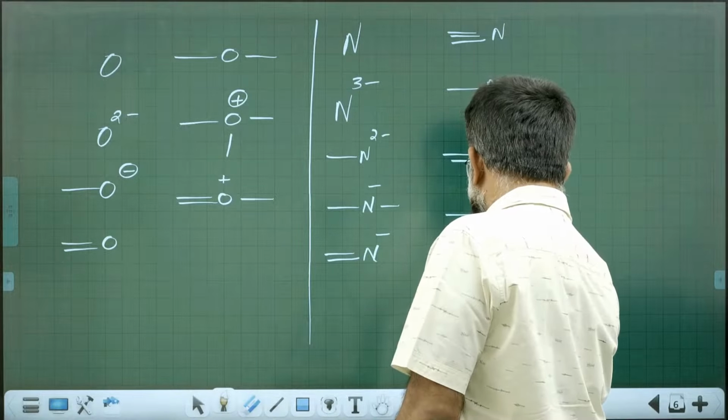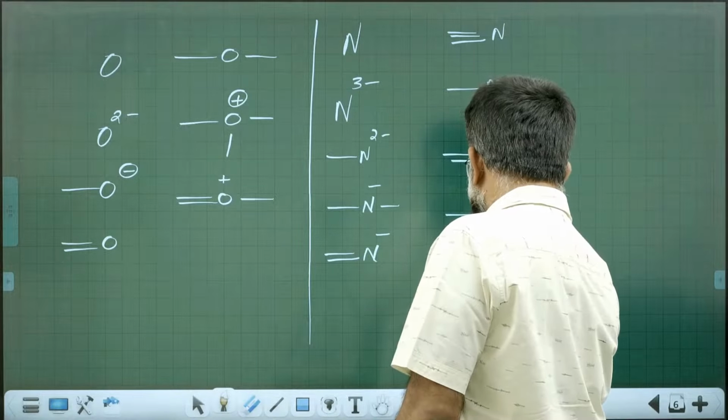In lithium chloride, you have only 2 electrons here. Across beryllium, you have 4 electrons. Across boron, you have 6 electrons. There is no octet, no 8-electron system. They are called incomplete octet.